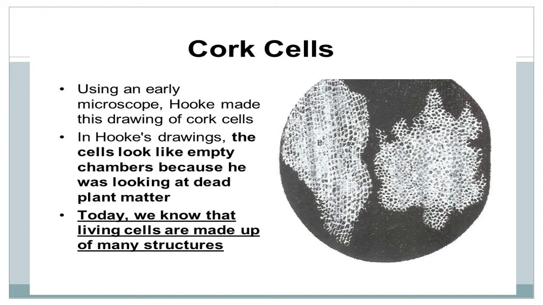Here is a picture of the cork cells, which was recorded by Robert Hooke. Now in Hooke's drawing, the cells look empty. They look like empty chambers because he was looking at dead plant matter. Okay, so he didn't look at living cells. The living cells have a lot of components in them, whereas here these cells are empty because they are dead. And so today we know that living cells are made up of many structures, which we will see in detail.